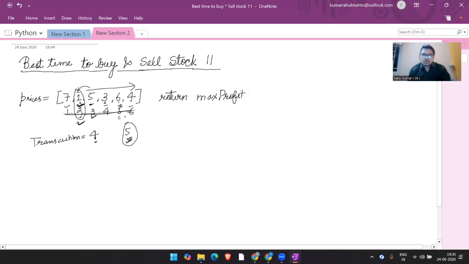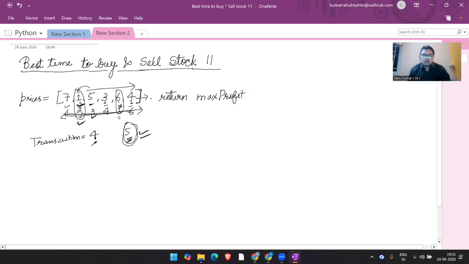Suppose I sell here, I can get more profit than the previous transaction. So I already sold here. Now if I buy the stock again on day 4, then I will not be able to sell this stock in the future because it already ended here. So I could only get the profit of 5 rupees in the entire life cycle. I'm not able to grasp the complete profit.